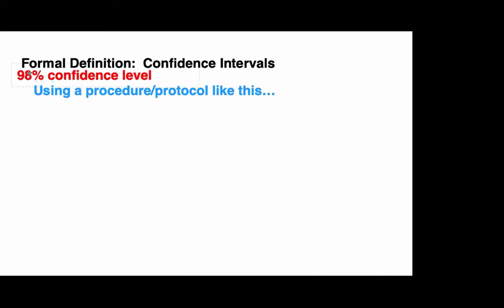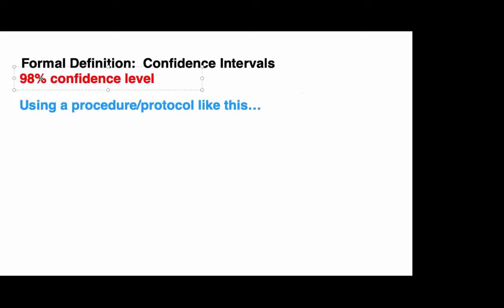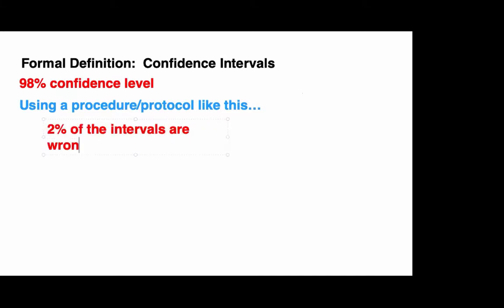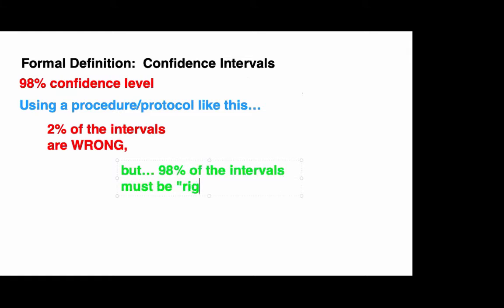Trying to move this and not having much luck. So if we want 98% confidence using a procedure like this, then what we end up with is 2% of the intervals are wrong, i.e. they miss the value, but 98% of the intervals must be right.